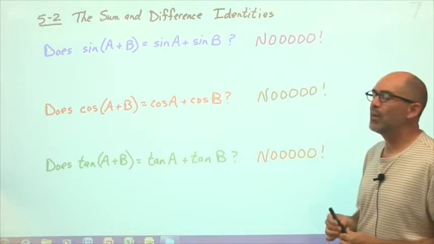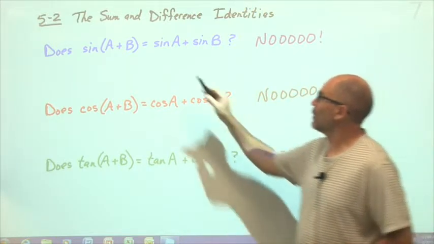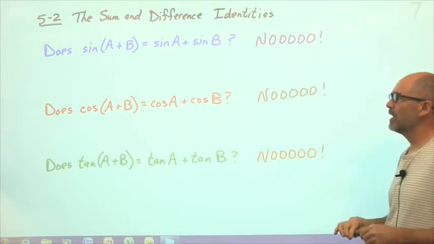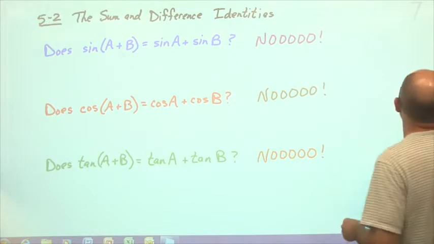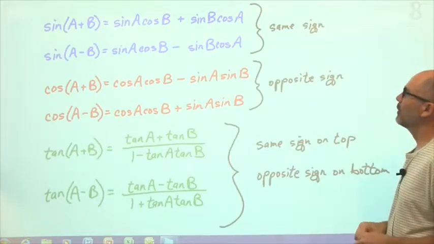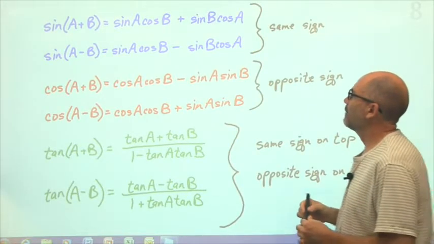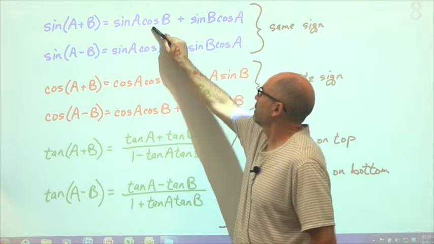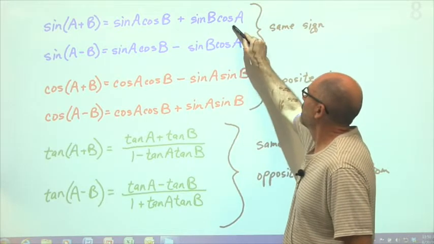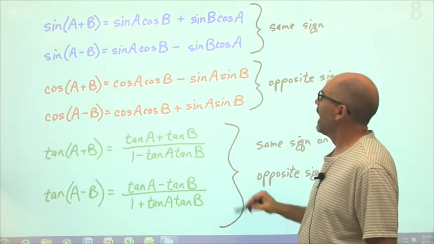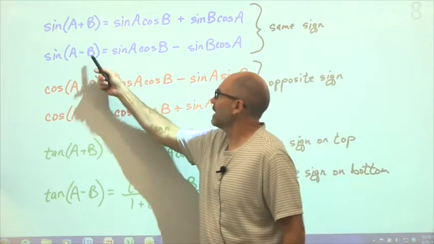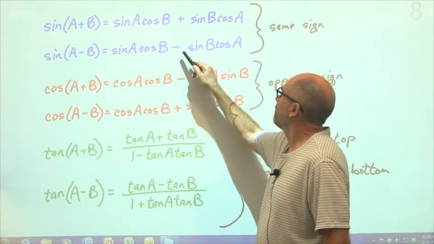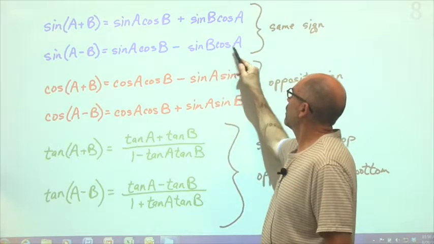But we do have identities called the sum and difference identities that will tell us what sine of A plus B equals. So here it is. Sine of A plus B equals sine of A cosine of B plus sine of B cosine of A. And sine of A minus B equals sine of A cosine of B minus sine of B cosine of A.